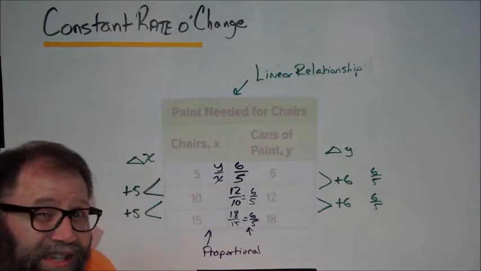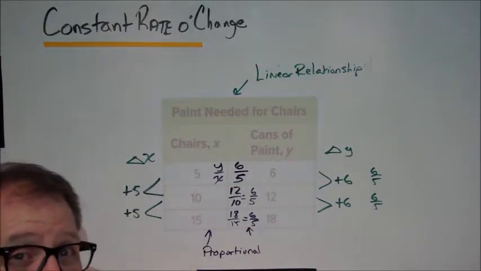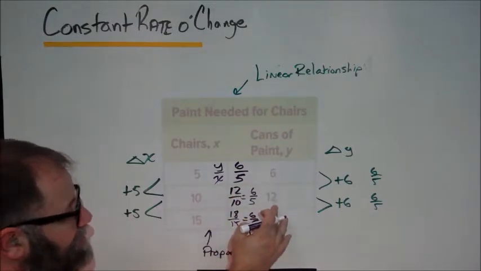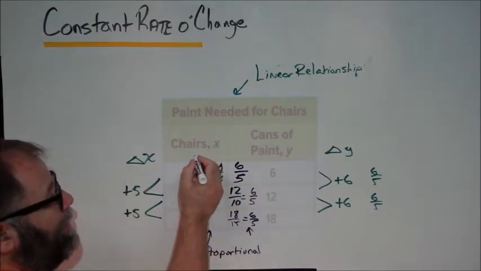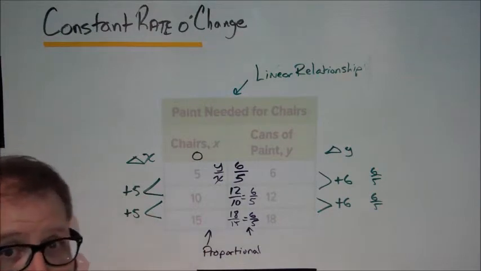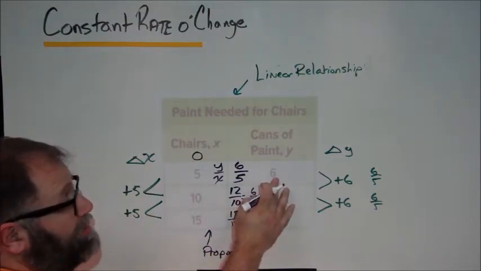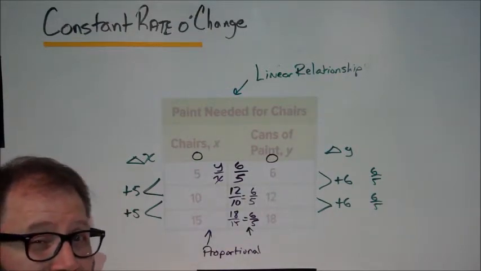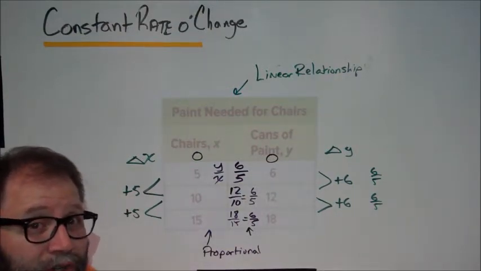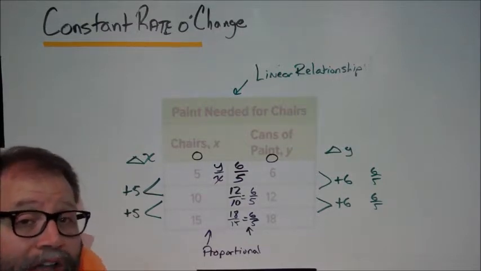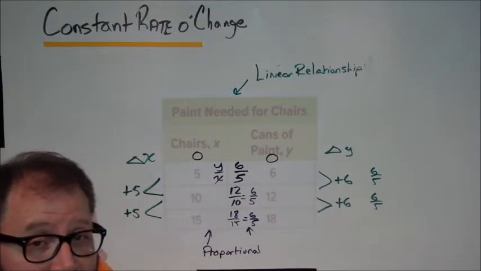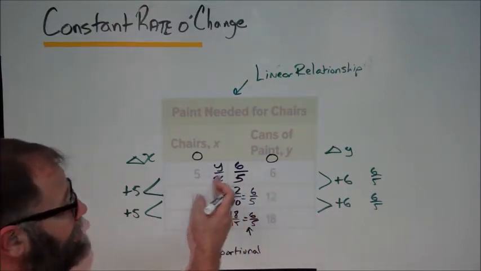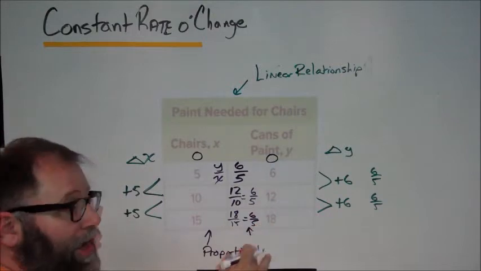One of the tricks to seeing this too is like, could you move the table back to 0, 0? Here we're increasing by 5s, increasing by 6s. So if I was to take away 5, we would have 0 chairs. If I were to take away the corresponding 6, we would need 0 cans of paint. So that's kind of like the back engineering way to see this. You could just walk it back to 0, 0. If it hits 0, 0, it's proportional. If it doesn't hit 0, 0, not proportional. Or we check the constant ratio of y's to x's. 6 to 5, 6 to 5, 6 to 5, proportional.